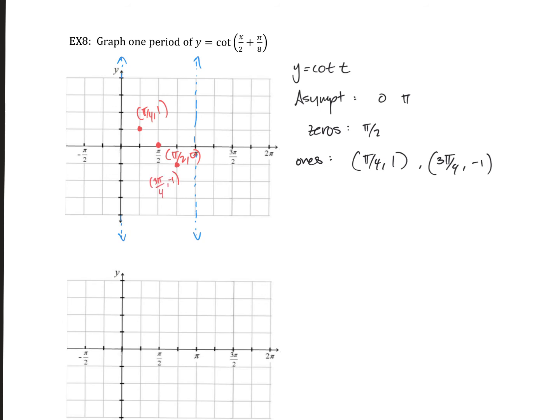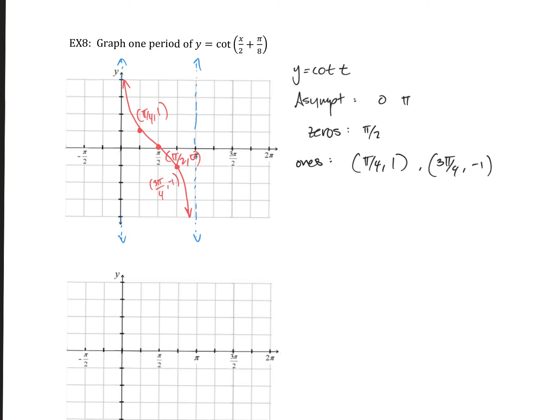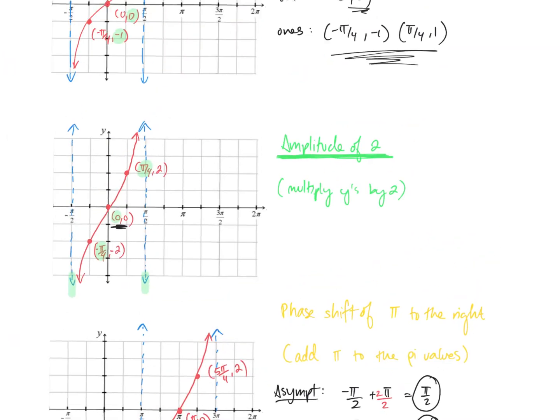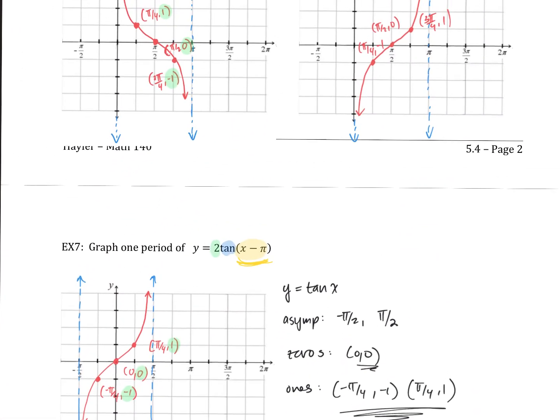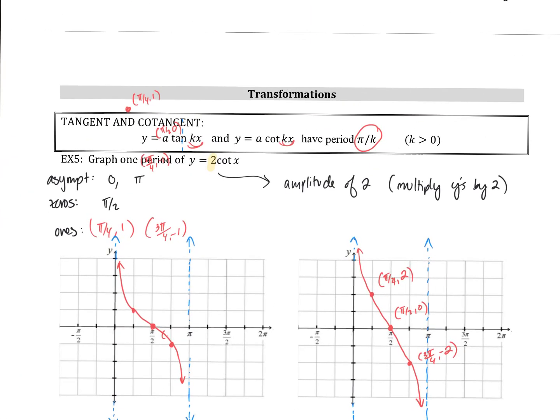And there we go, drawing in the parent function of cotangent, one period of cotangent. Now let's take a look at what transformations we have for this graph. What's weird is usually we're given the concept, if you notice back in the beginning when we talk about tangent and cotangent. Let me go ahead and pull it up. There we go.